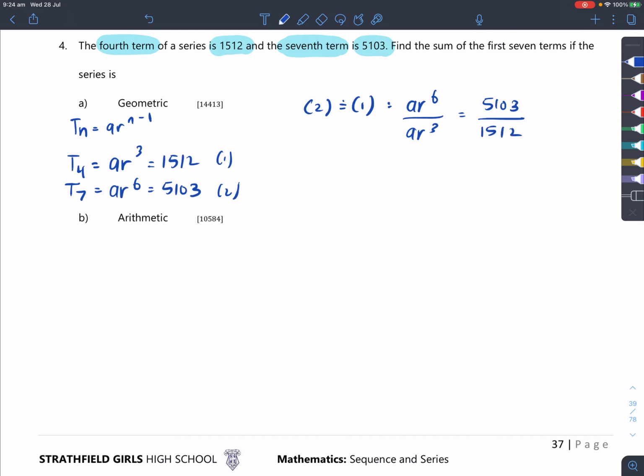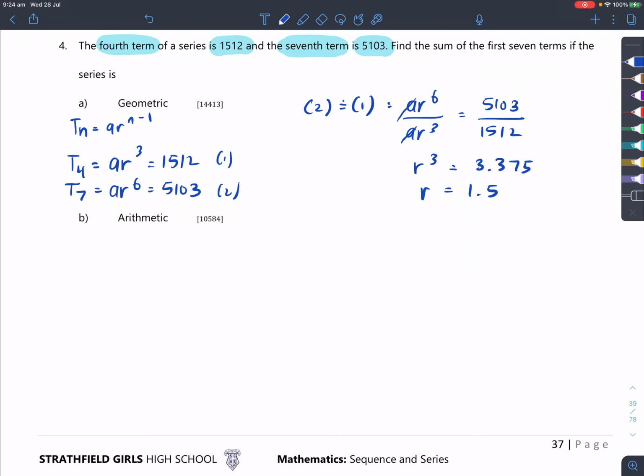Now, simplifying the left side gives us r cubed, by subtracting 6 by 3. On the right side, if I simplify that, I get 3.375. And if I do the cube root of that, let me just double check that, it gives me 1.5.